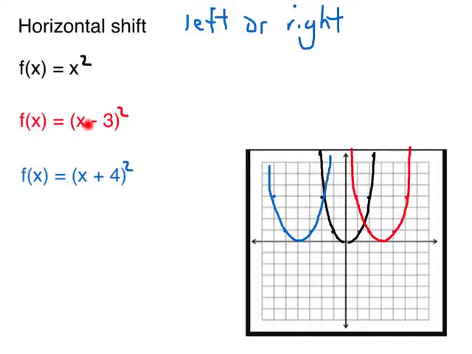But when we add a parentheses to the parent function and then add a +4, what that does, it moves the black graph 4 units to the left. So positive moves it left, negative moves it right. So this is kind of backwards than a vertical shift.